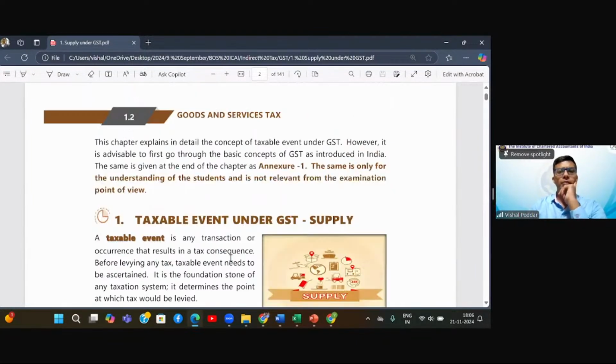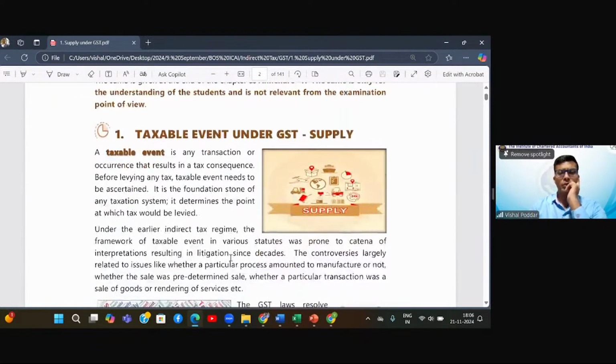So students, let us start from the module today. As we are discussing, taxes are levied on a particular transaction. We are talking about indirect taxes like earlier excise, earlier VAT, service tax, today's customs, and income tax is a direct tax, GST. All these are levied on certain transactions. The transaction on which a particular tax is levied is called the taxable event.